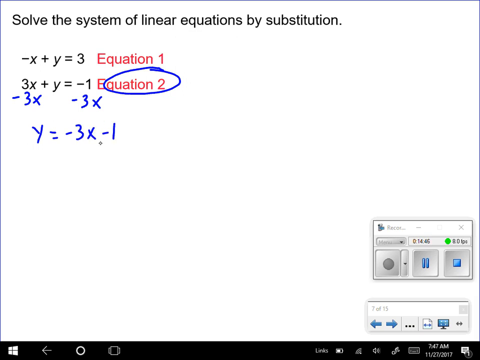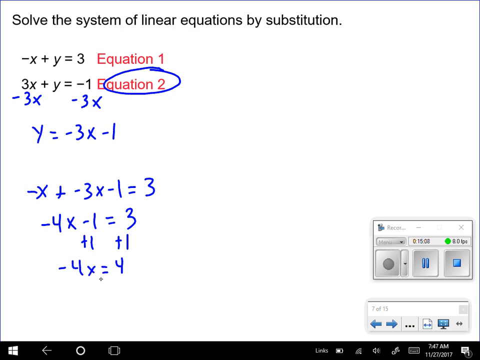So then I'm going to go ahead and plug what y is into equation 1. So I have negative x plus negative 3x minus 1 should equal 3. Combine my like terms. So I get negative 4x minus 1 equals 3. I'm going to add 1 to both sides. I get negative 4x equals 4. And then I'm going to make sure I keep my negative with that, and negative 1 should be my answer there.